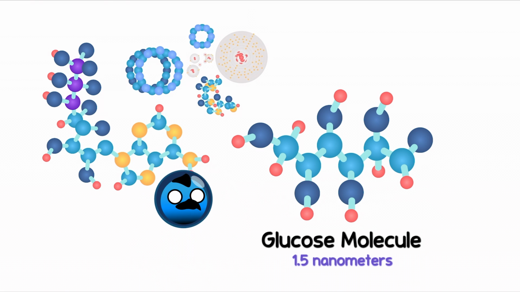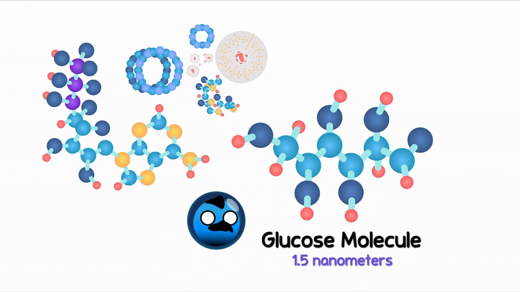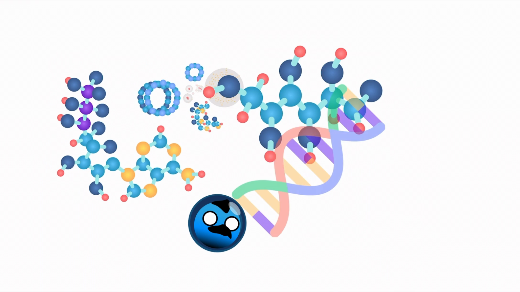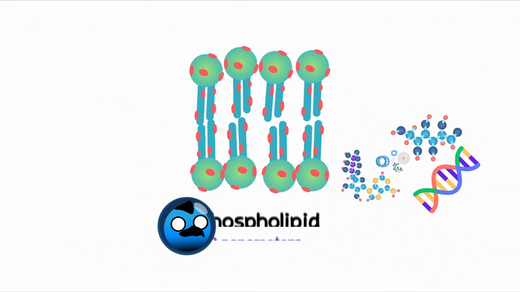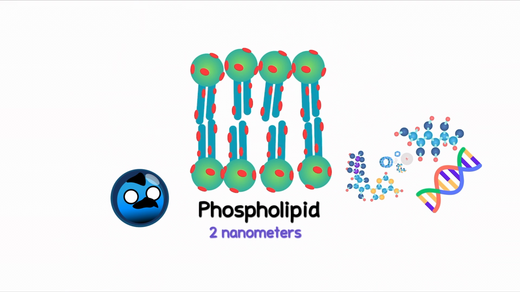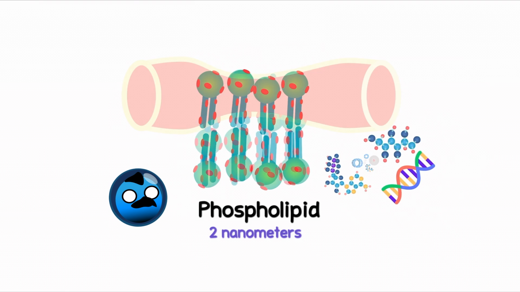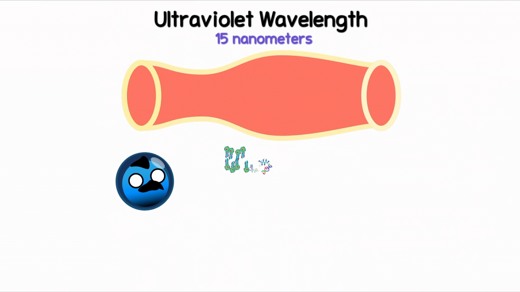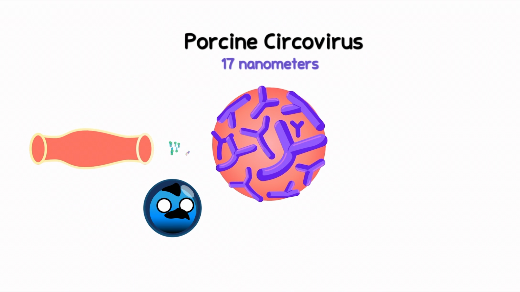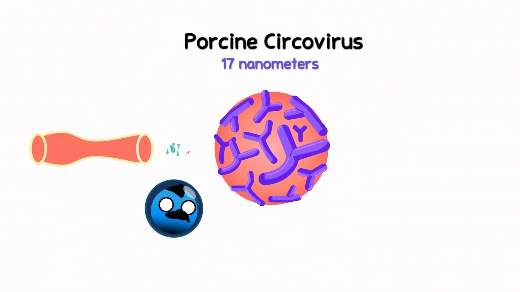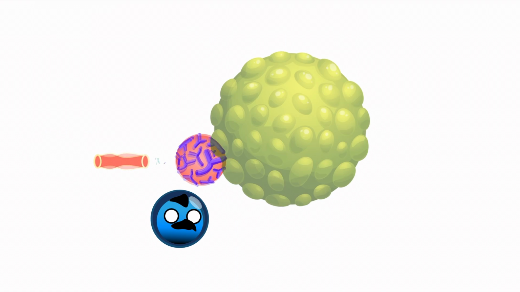Glucose molecule, 1.5 nanometers, sugar that fuels cells for energy. DNA, 1.9 nanometers, can be found in humans and living organisms. Phospholipid, 2 nanometers, a molecule that forms cell membranes. Ultraviolet wavelength, 15 nanometers. Porcine circovirus, 17 nanometers, a virus that affects pigs.